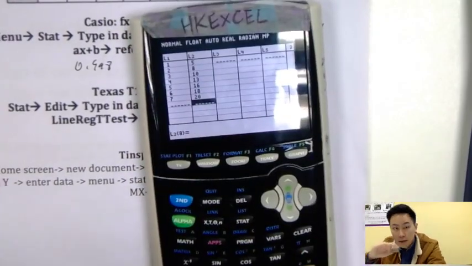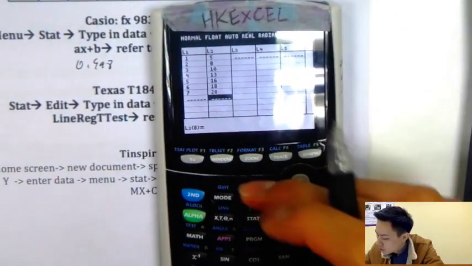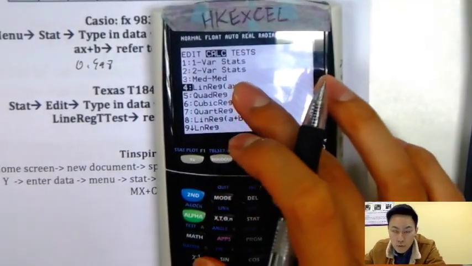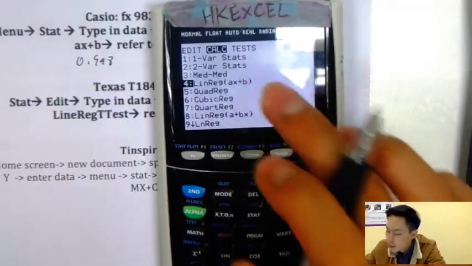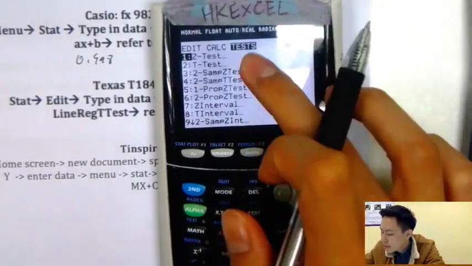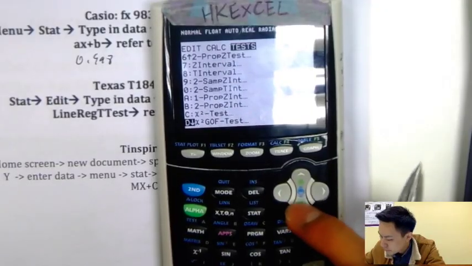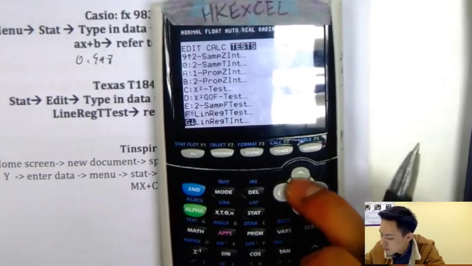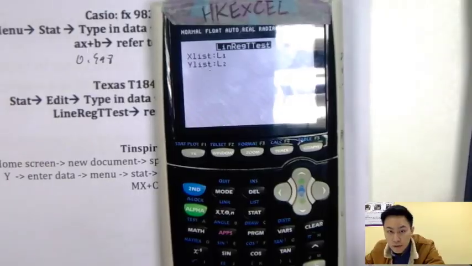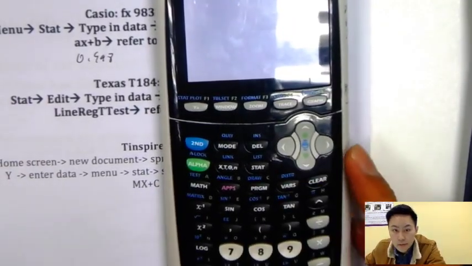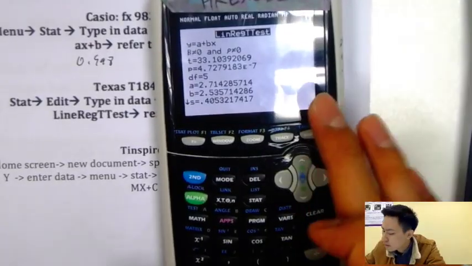So you have all the lists here, and then you just go to Stat and Calc, and then you can see we will have line regression. But I don't suggest you go to this one. You go to Test. You go to line regression t-test. Go down, you can see this, and then enter. List 1 and list 2, and then just calculate. Then you see you get the same answer.